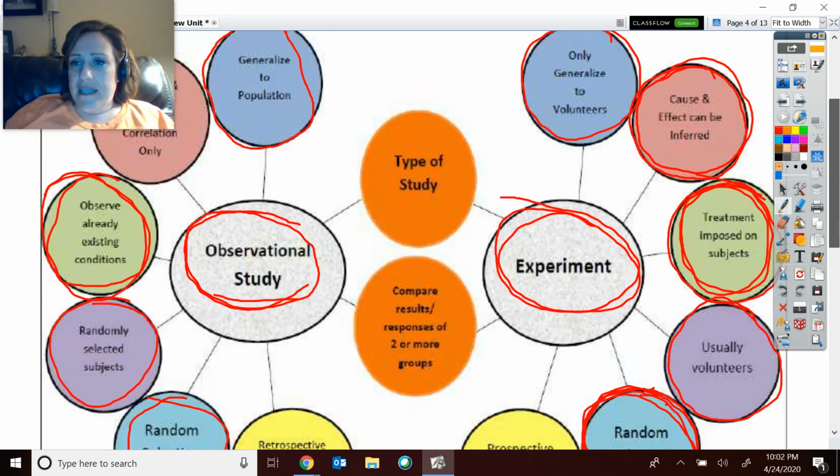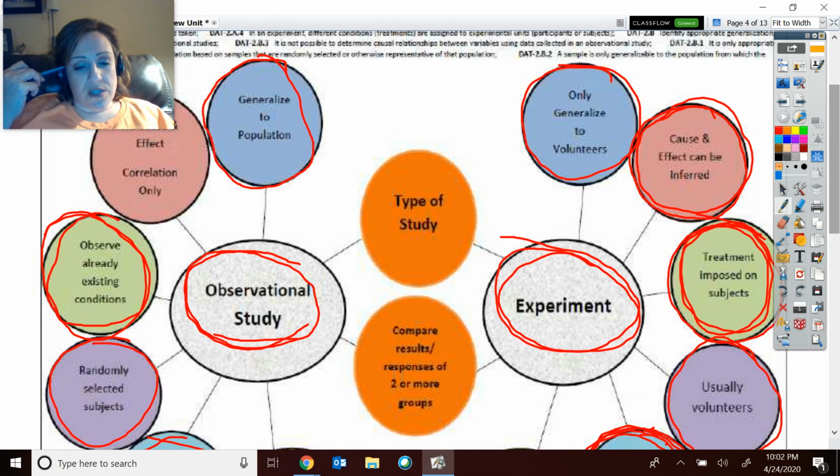And we know the principles from the SpongeBob song: control, randomize, repeat. You make an experiment. What you do? Control, randomize, repeat. You randomly assign to the treatment groups so you can claim the cause and effect. Okay.